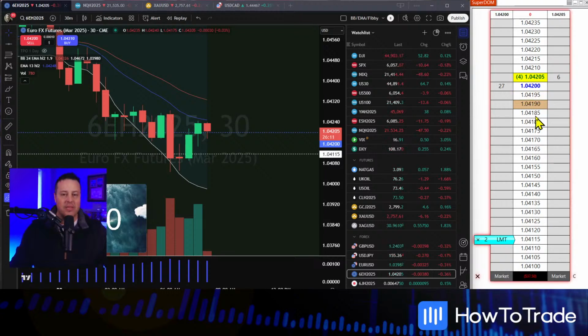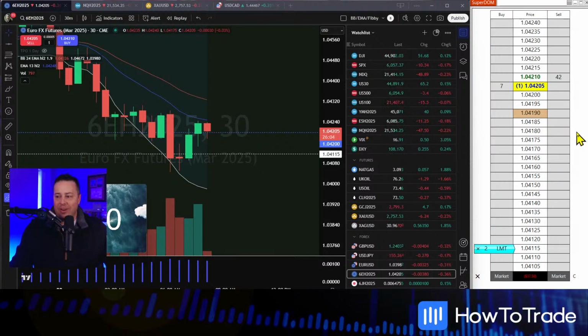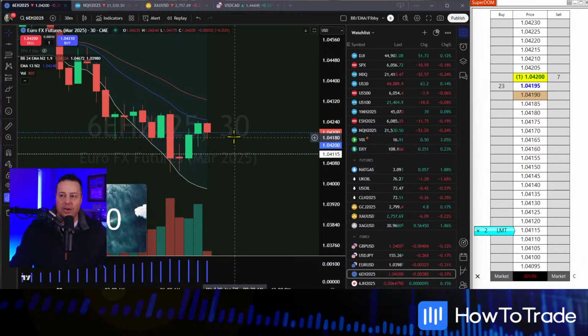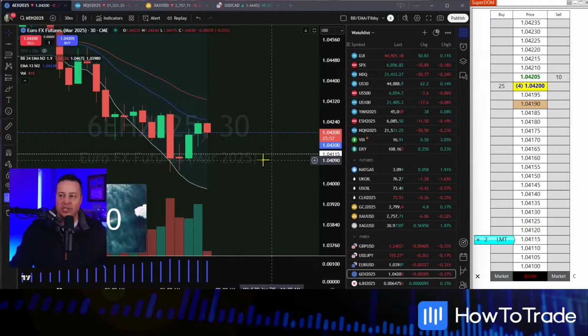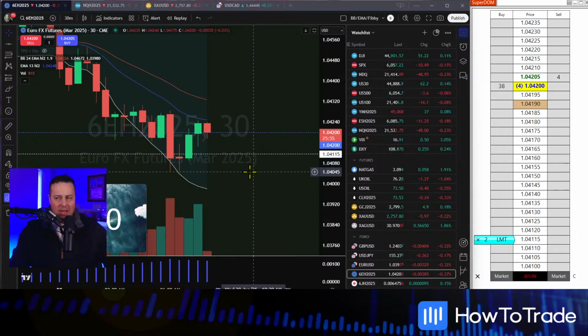Not NASDAQ, but the E-mini FX Euro. God, I hate all these names. They're hard. I know it is 6E, but if I say 6E, nobody's going to know what I'm talking about. In any case, I'm holding shorts here. I got a daily moving average. We're seeing some compression here. I'm looking for maybe a follow-through down to 104.11.